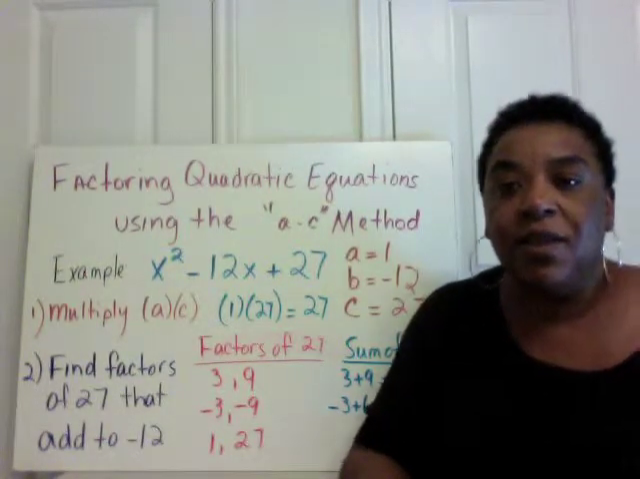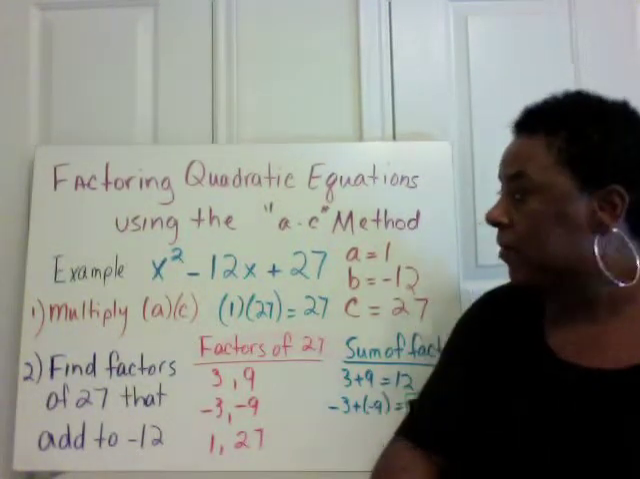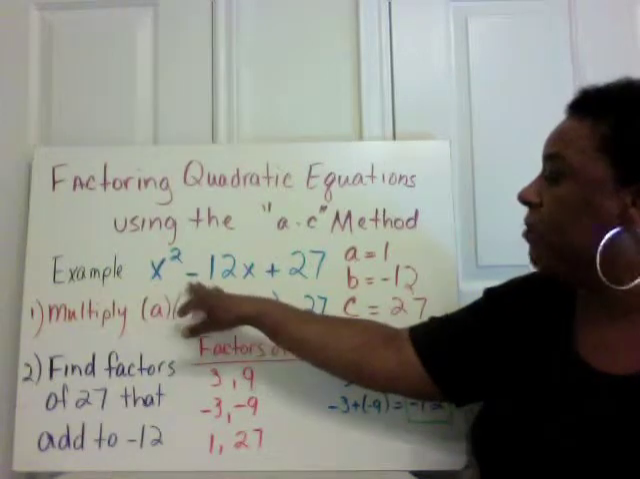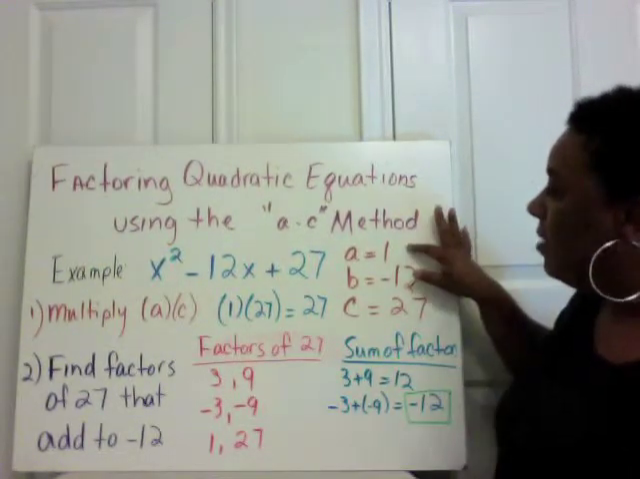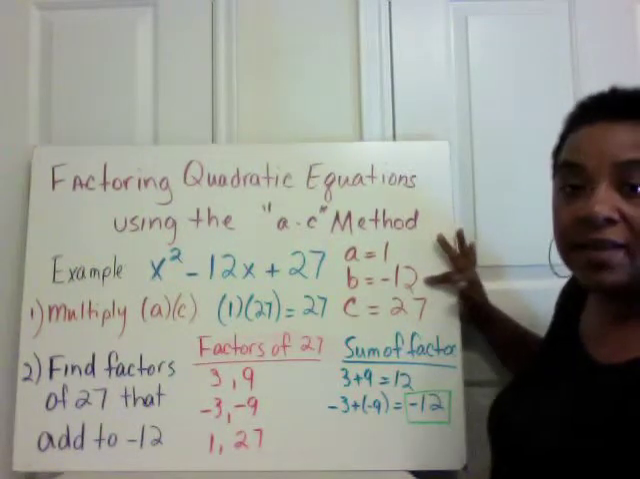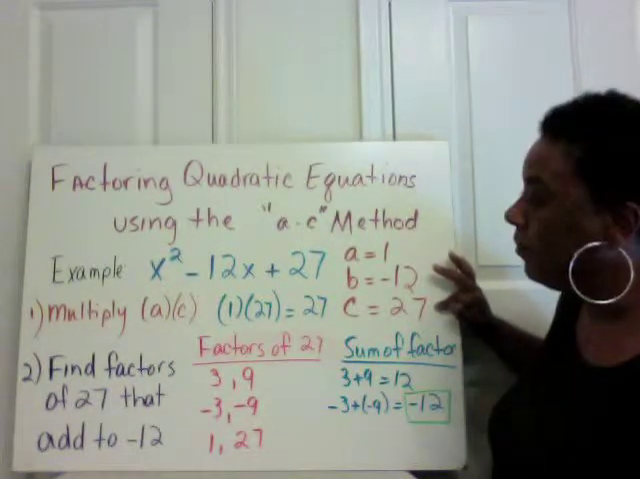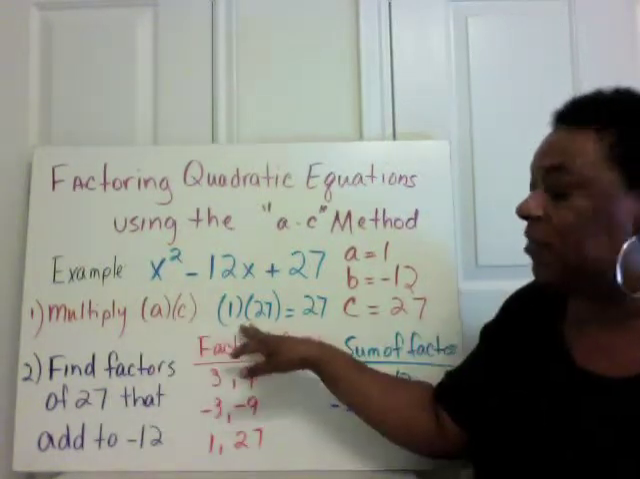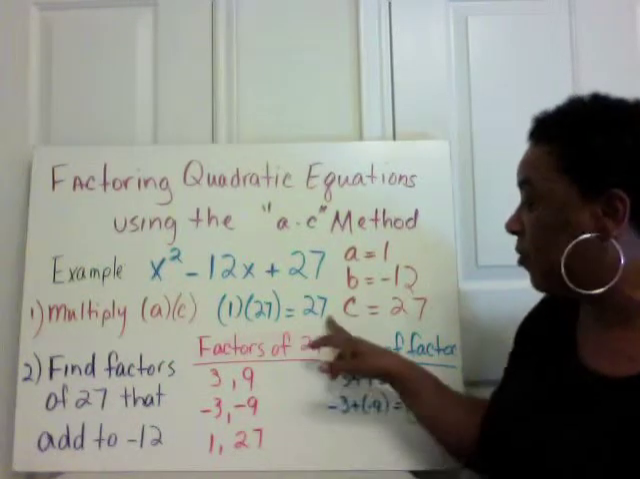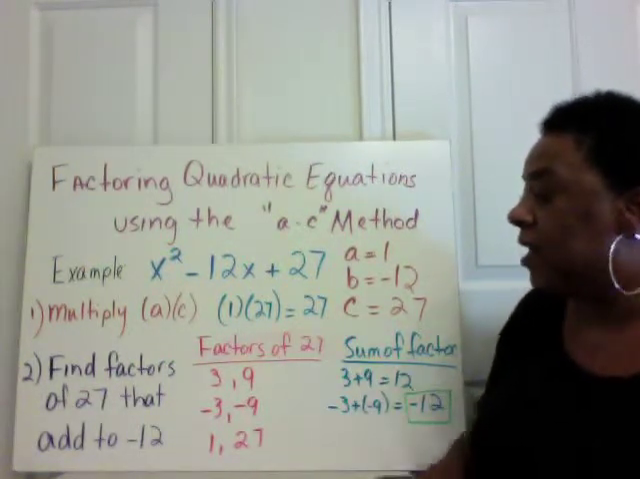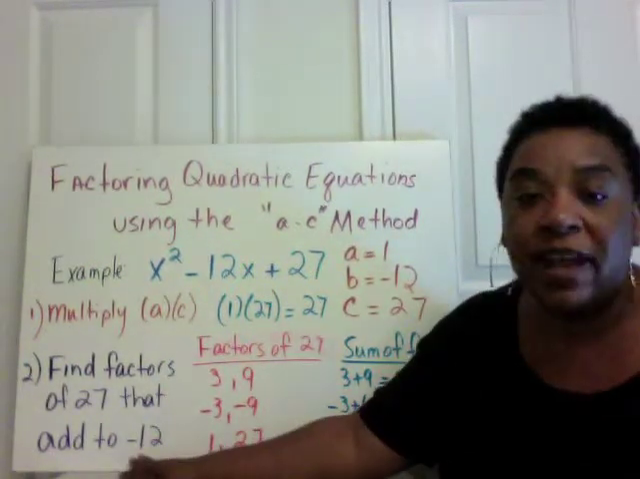Here's another example of factoring a quadratic equation using the AC method. We have the equation x squared minus 12x plus 27. A is equal to 1, B is equal to negative 12, and C equals 27. So in our first step, we want to multiply our A and C together. So 1 times 27 equals 27. Now we want to find the factors of 27 that add up to negative 12.